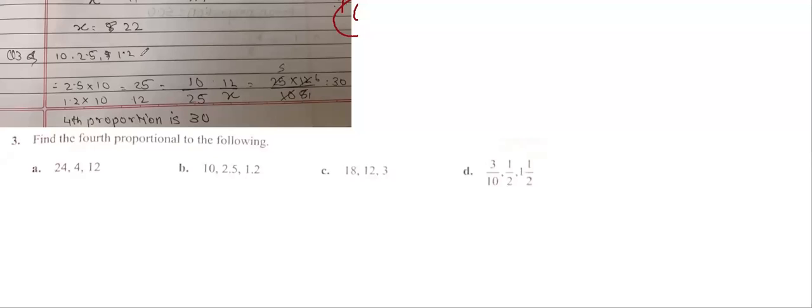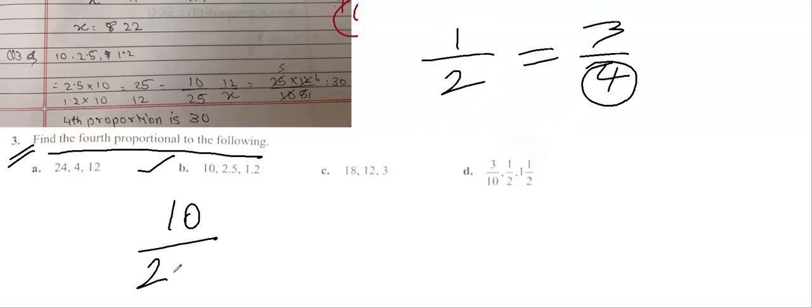Okay. So question number 3B, what it says, find the fourth proportional in the following. Fourth proportional means what? This is first, this is second, this is third, and this is fourth. This is what you need to find. And how many values are given? 3 values are given. So I will write 10 divided by 2.5, which is equal to the third one, 1.2. Is it 1.2? Yes, it is 1.2 divided by x. So this is what I need to find.